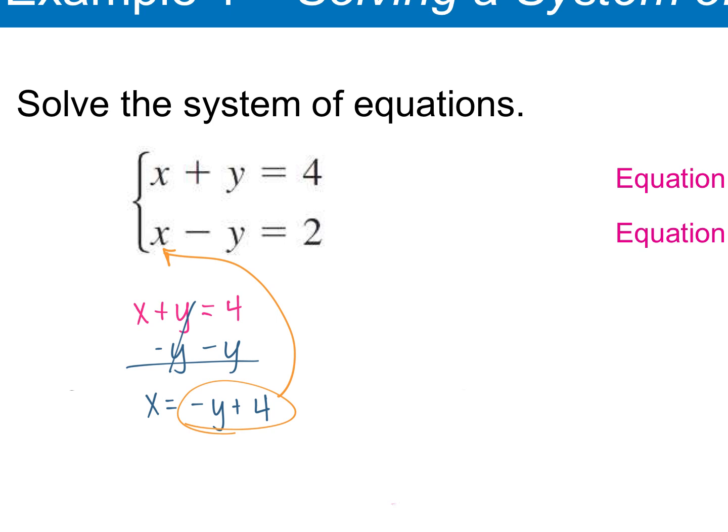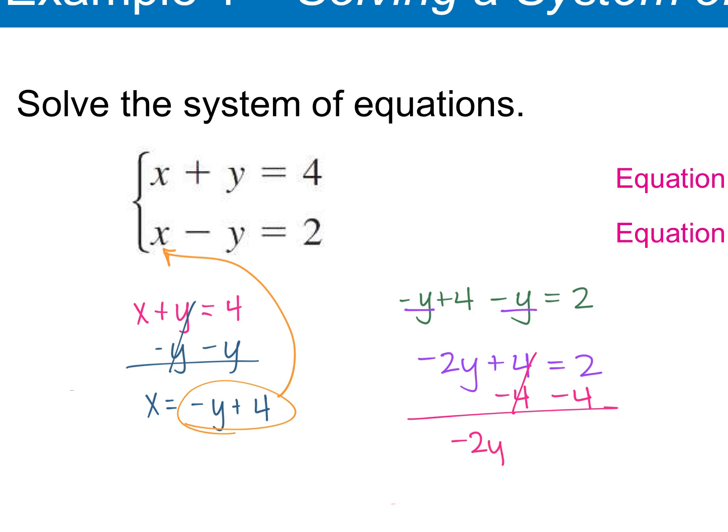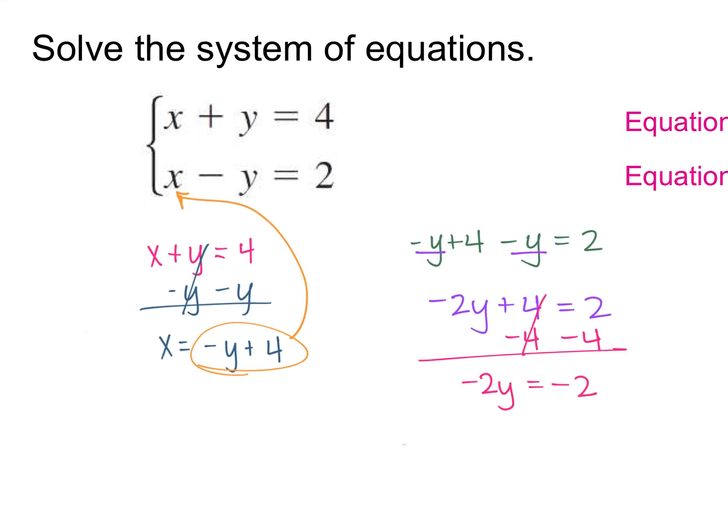So when we do that, that's going to give us negative y plus 4 minus y is equal to 2. So just that negative y plus 4 is what we plugged in for x. From here, combine your like terms. That's going to give you negative 2y plus 4 is equal to 2. Move your 4 over by subtracting it from both sides. You get negative 2y is equal to negative 2. From here, you're going to divide each side by that negative 2. And then y would be 1.